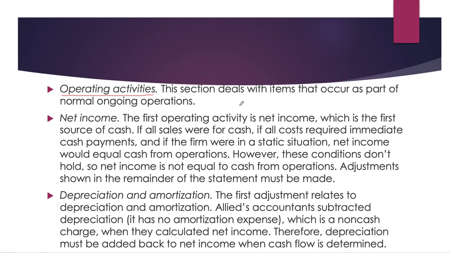This deals with items that occur as part of normal ongoing operations of the company. And then under these operating activities, we have net income as the first item. The first operating activity is net income, which is the first source of cash, because the company is producing something in this example and they are selling for cash. If all costs required immediate cash payments, and if the firm were in a static situation, net income would equal cash from operations. However, these conditions don't hold, so net income is not equal to cash from operations, and adjustments shown in the remainder of the statement must be made.